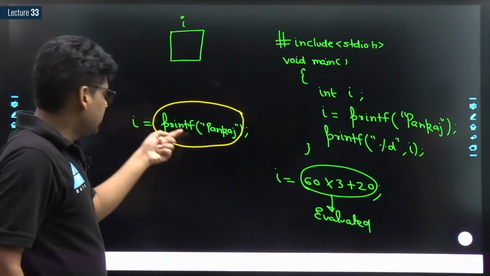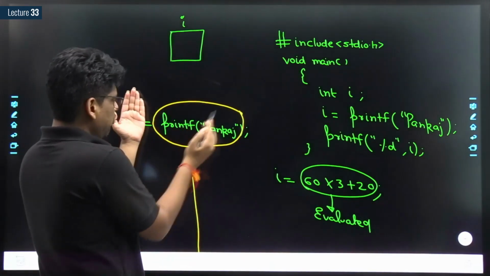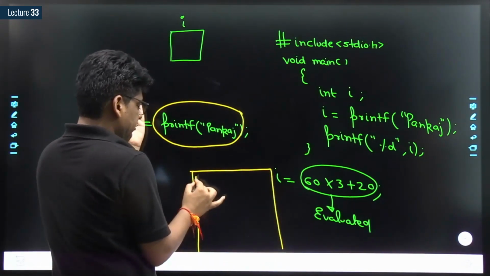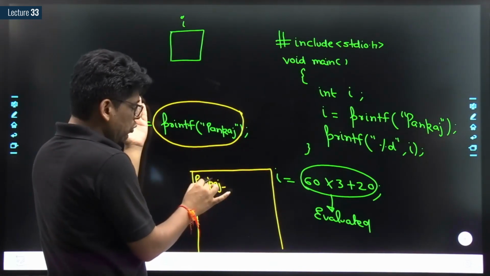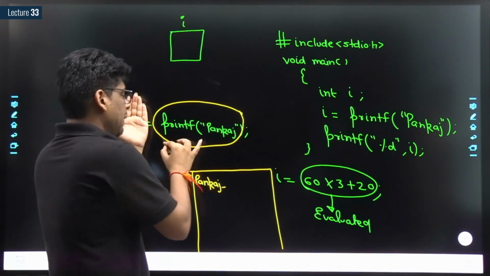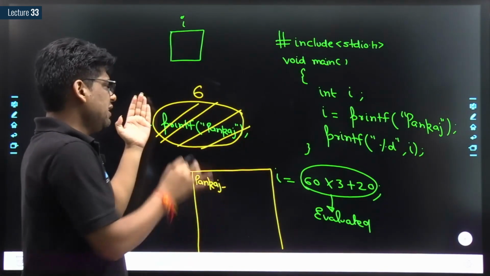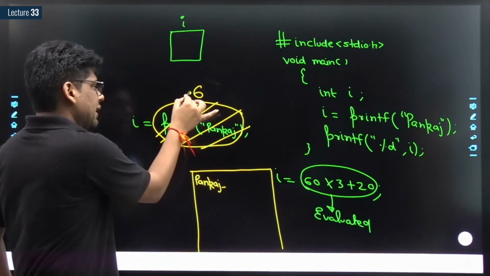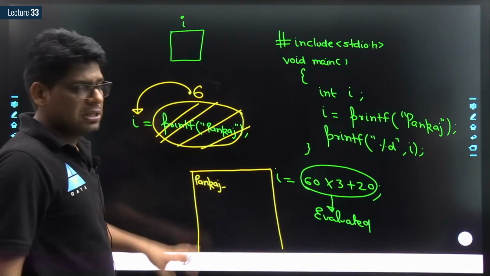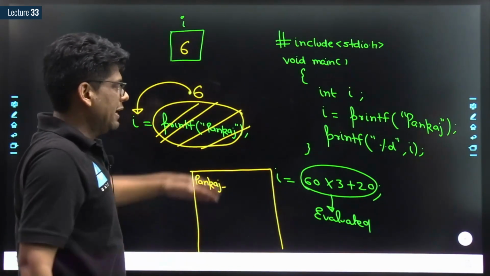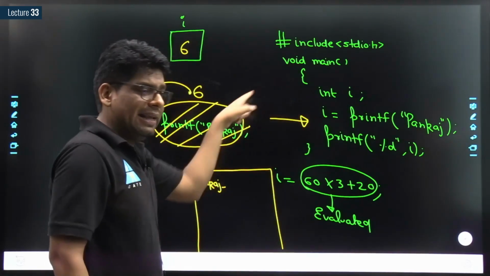In order to evaluate it, printf is a function that performs some action. What does this printf do? It will print Pankaj. So how many characters? 1, 2, 3, 4, 5, 6. That means the task is over. But what is the value associated with this? Sir, 6. Previously, we were not using this value, but now I am assigning it to the variable I. So what is the value that goes inside I? Sir, 6. So till this point, Pankaj is printed and I get the value 6.